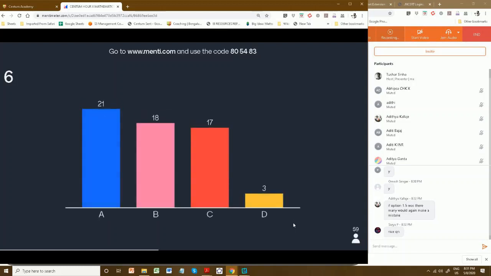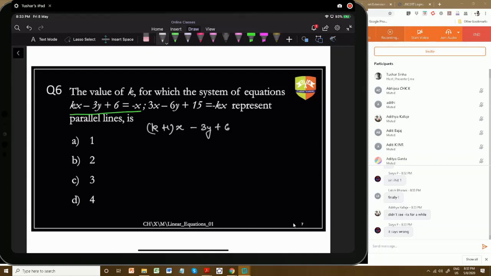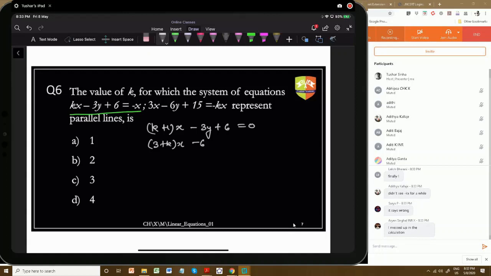Okay, so here you see, again, lots of distribution happening. Again, very few people are able to ace it. So you have forgotten this thing. Hence, this one was k plus 1 x, so you have to simplify this first. So it is k plus 1 x minus 3 y plus 6 equals 0, and the second equation is 3 plus k x minus 6 y plus 15 is equal to 0.